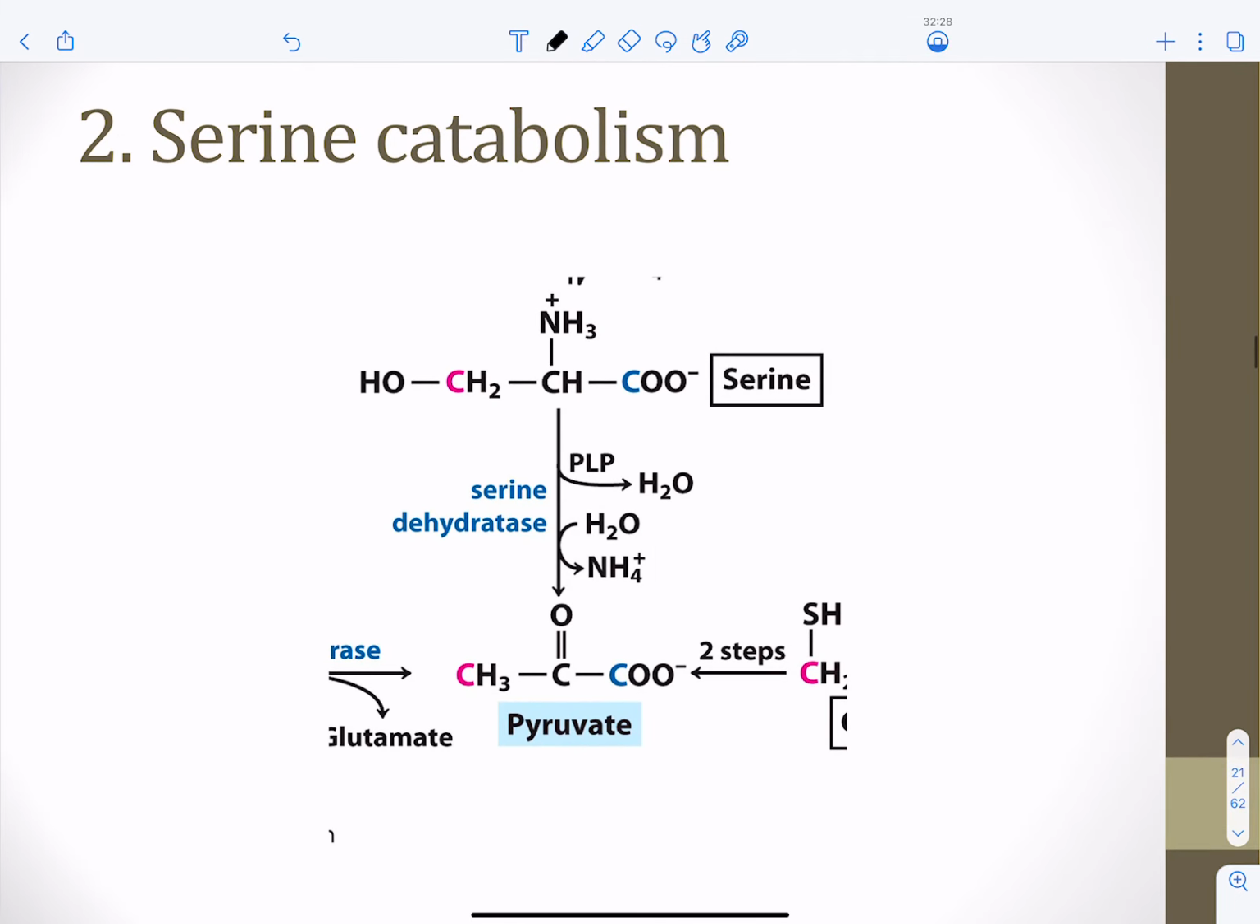Now, serine catabolism is basically you're going to have pyridoxal phosphate in a single reaction remove both the beta hydroxyl group and the alpha amino group. So this is a single reaction, and it's a serine dehydratase.